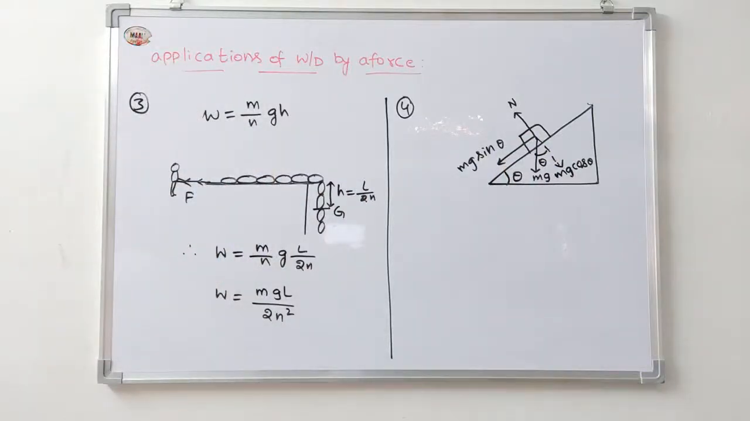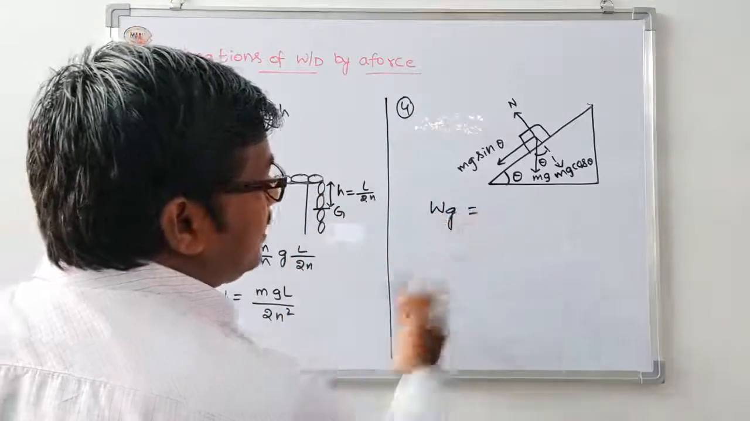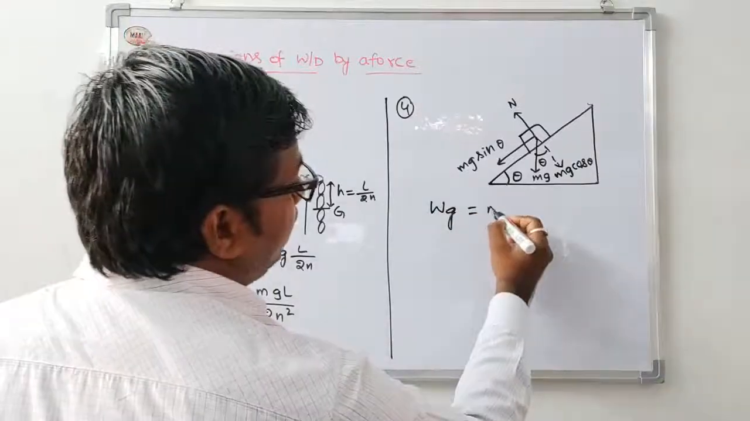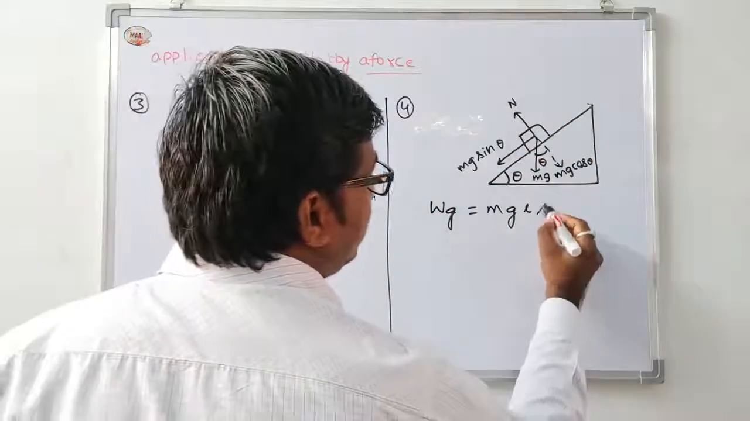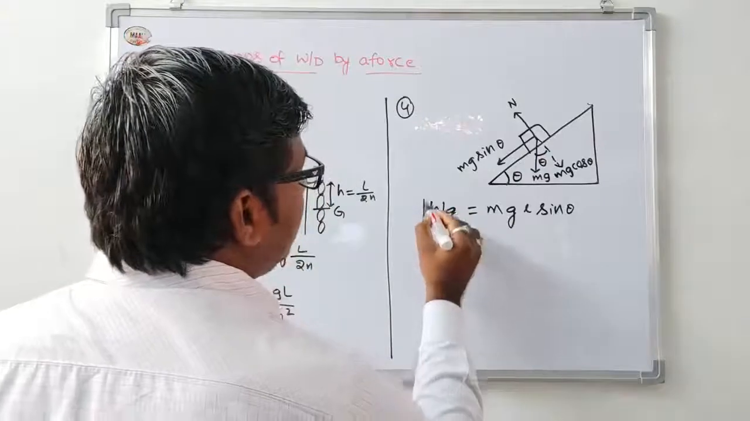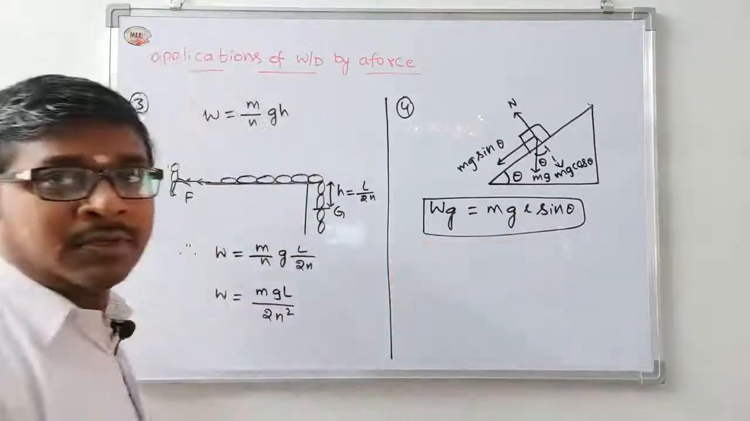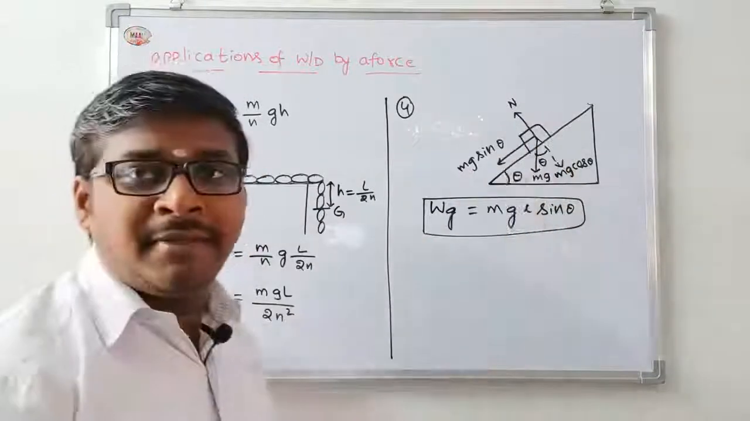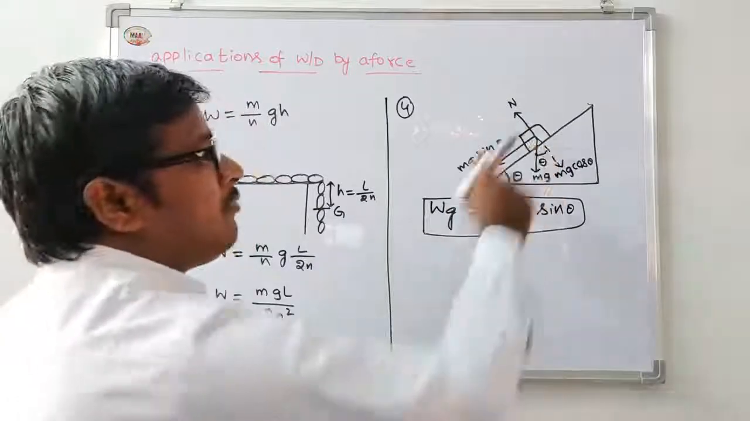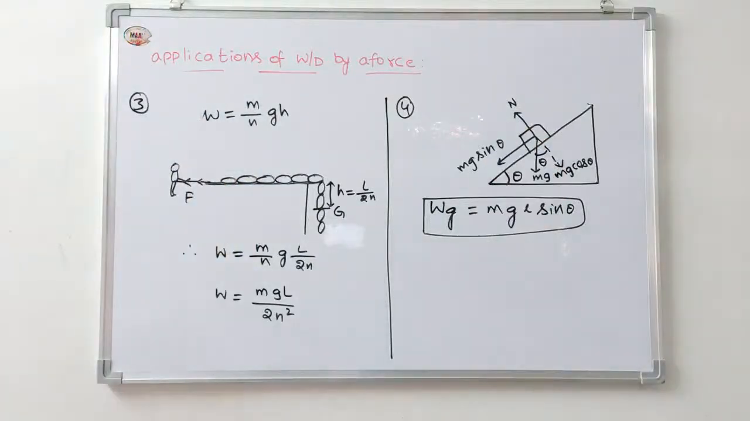Then the work done by the gravitational force in pulling the block down from top to bottom is W_G equal to m into g into L, where L is the length of the inclined plane, into sin theta, that is mgL sin theta. This is the fourth application. In this one, students, one more thing: the work done by the normal force is equal to 0.